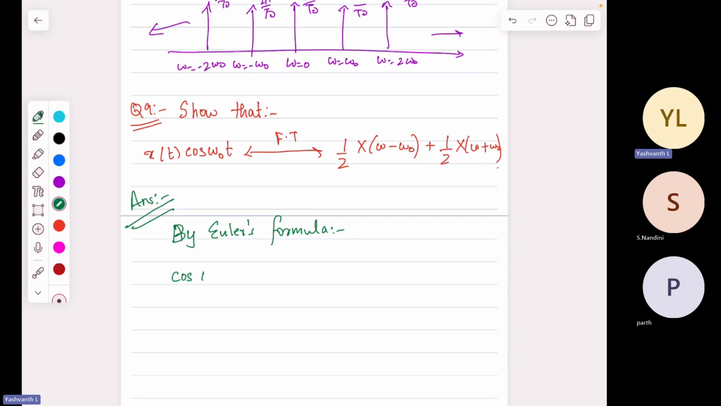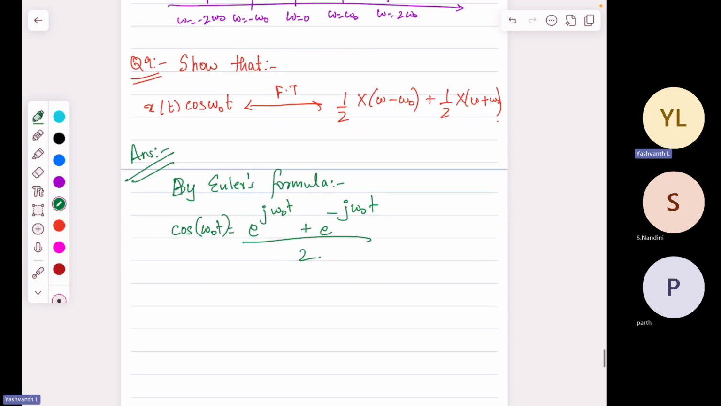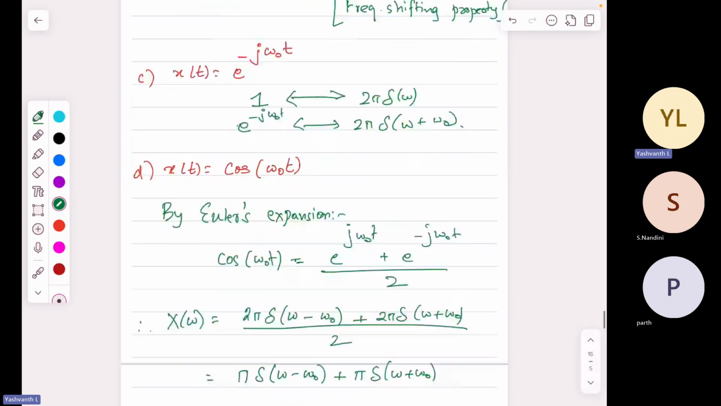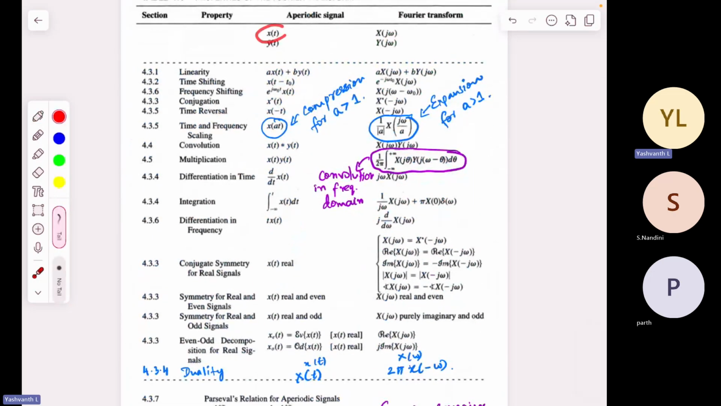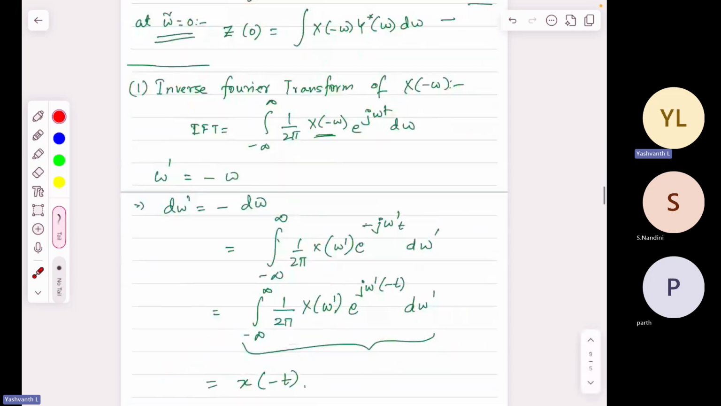What do we know? We know that cos omega naught t can be written as e power j omega naught t plus e power minus j omega naught t, by 2. Therefore, x of t into cos omega naught t is equal to x of t into e power j omega naught t by 2 plus x of t into e power minus j omega naught t by 2. Now you know the answer. Just the application of Fourier transform. You go back to the table again. See here. If I have x of t with Fourier transform X of j omega, then e power j omega naught t into x of t has the Fourier transform X of j omega minus omega naught. That's what we're going to use here.